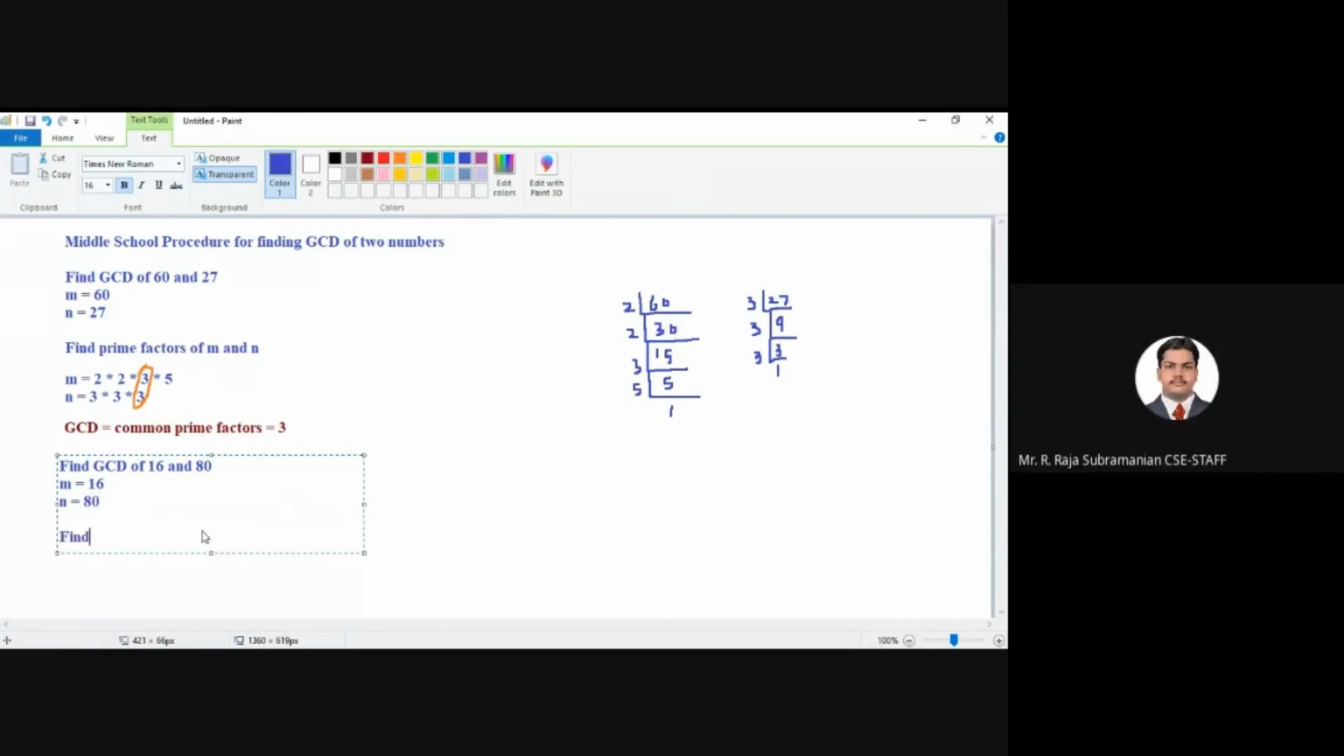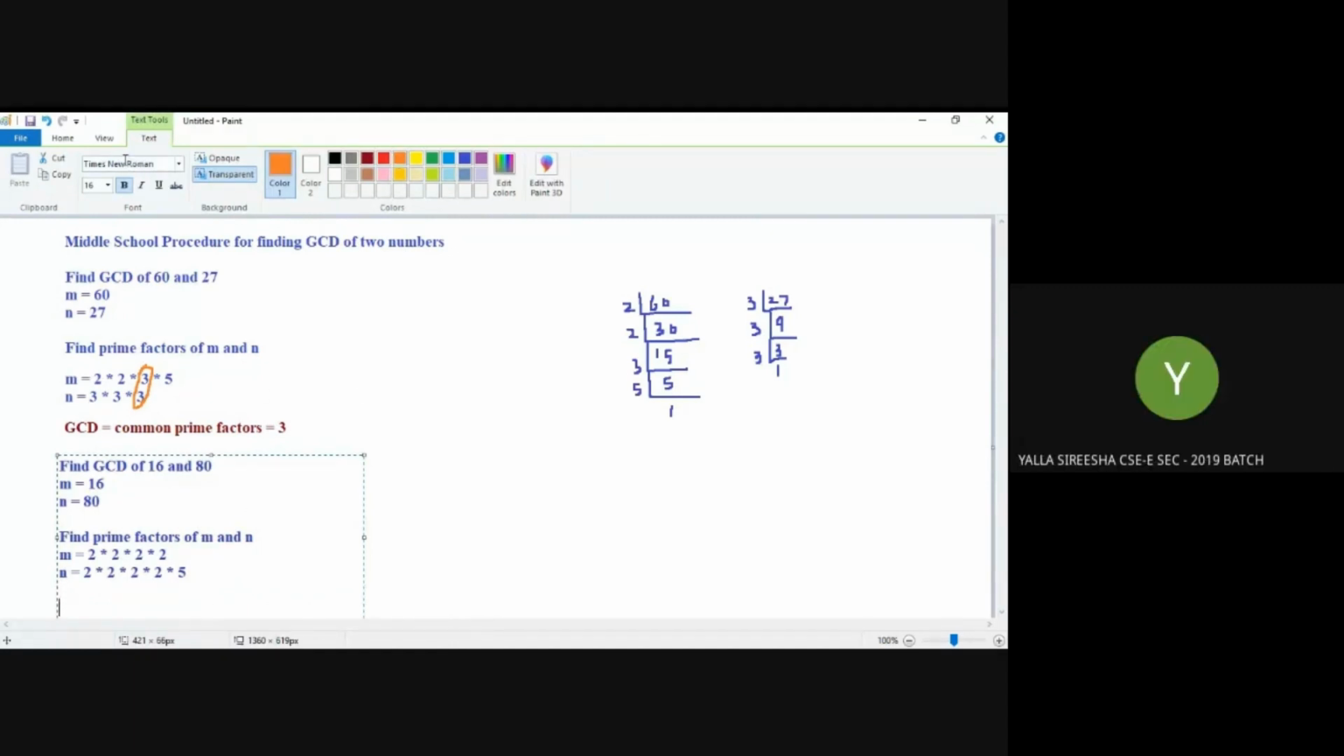Okay. Find prime factors. Shall you go for LCM or will you tell me? 16 can be written as 2 into 2 into 2 into 2. Then N, that is 80, is 2 into 2 into 2 into 2 into 5. Okay. Now, common factors.